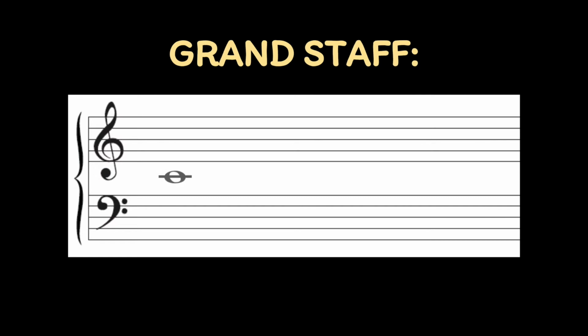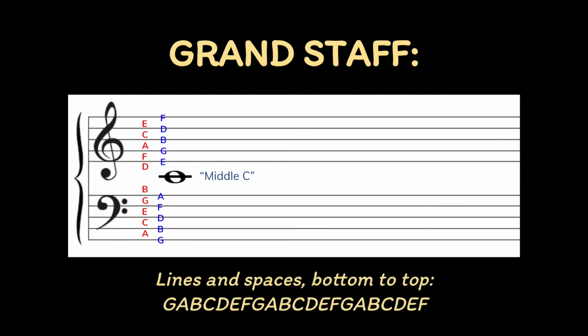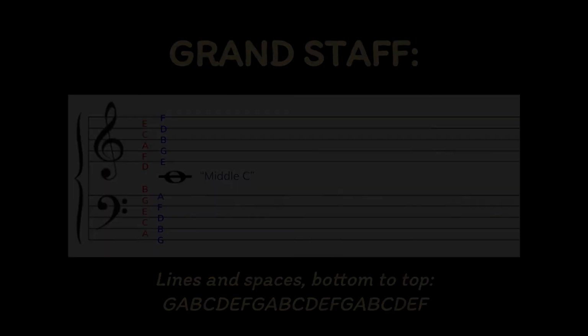The note directly in between the treble and bass clef is the note 1 line below the treble clef and 1 line above the bass staff. This is known as middle C because it's in the middle of the 2 staves. The space above the C is a D, and the space below it is a B. If you keep going with this, you'll see that each line and space corresponds to a different white key note. From bottom to top, we have G, A, B, C, D, E, F, G, A, B, C, D, E, F, G, A, B, C, D, E, F.